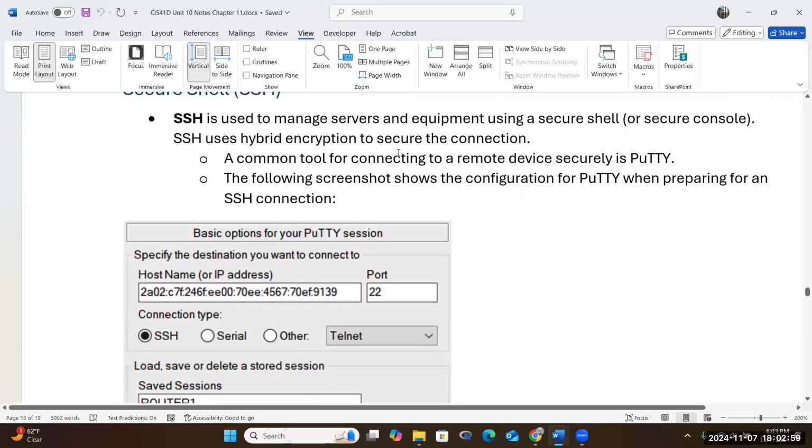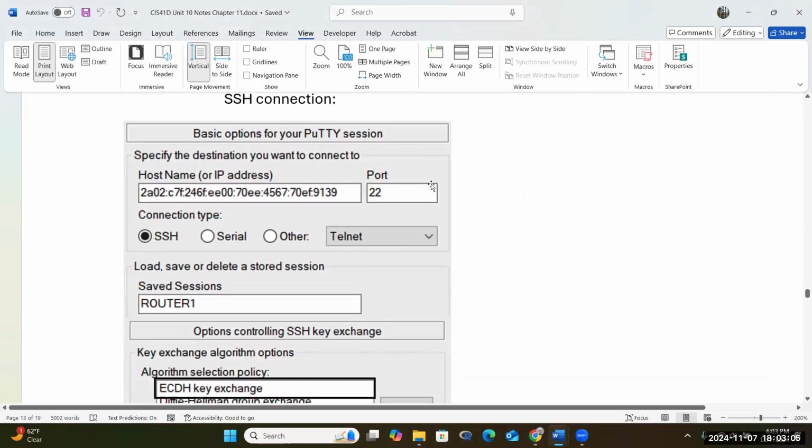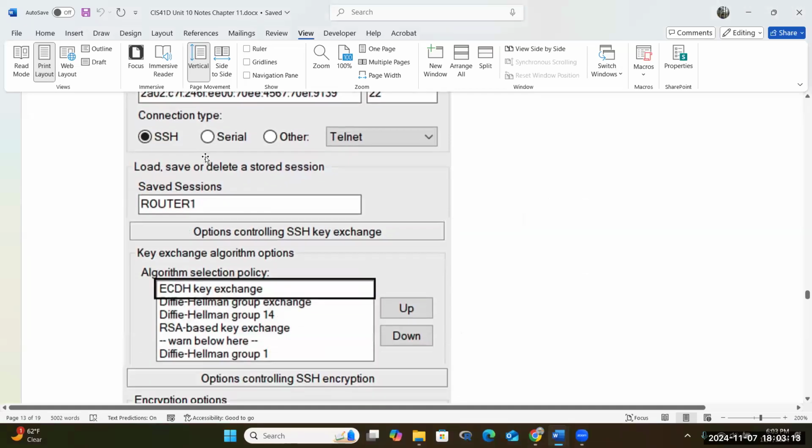I talked about SSH already. I think if you took my 40A, you've seen this. This is how we can connect to our appliances like switch, router, firewall, etc. And we can select SSH. In this case, we're connecting to router 1.